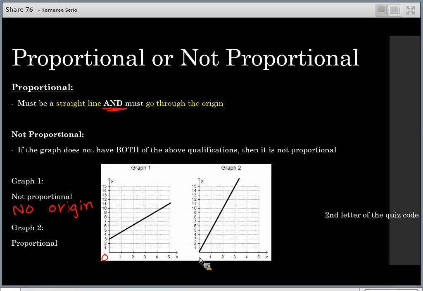The second letter of the quiz code is V as in vision. So you should have A as in apple and then V as in vision.